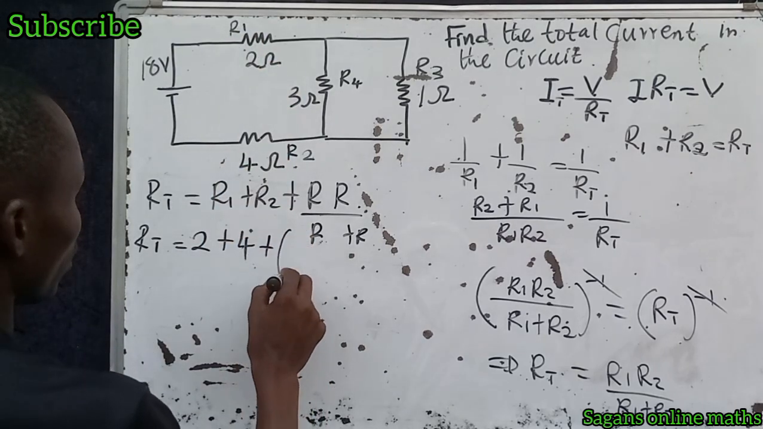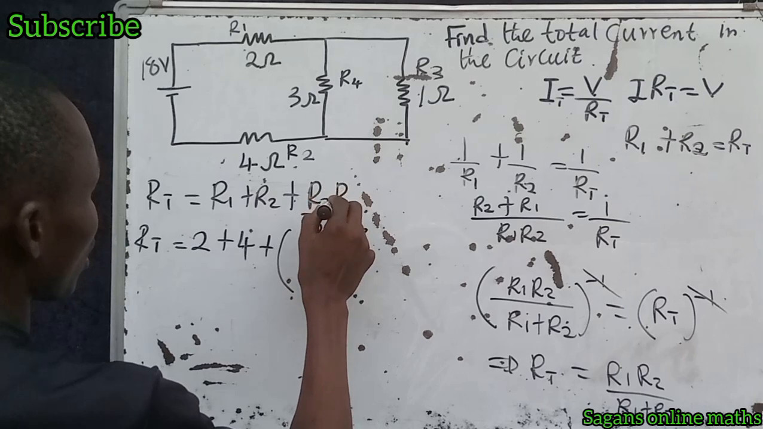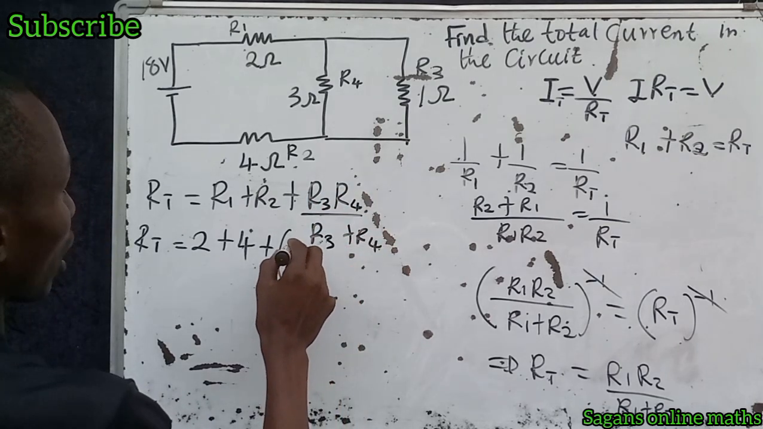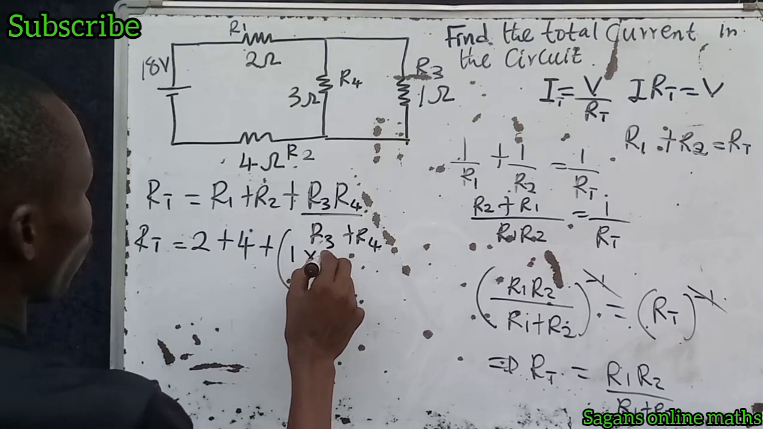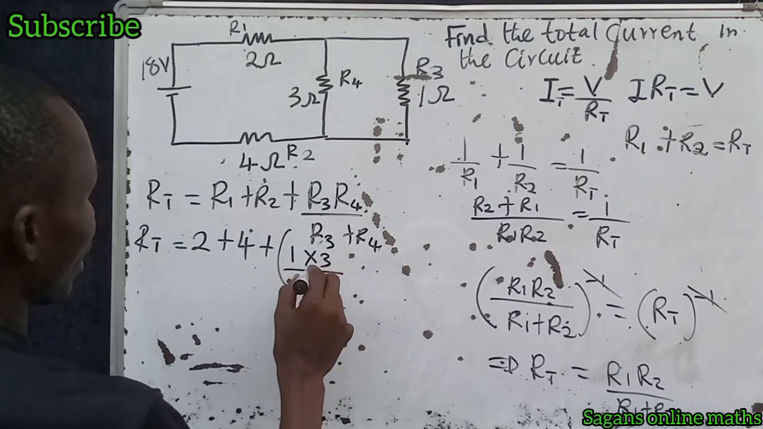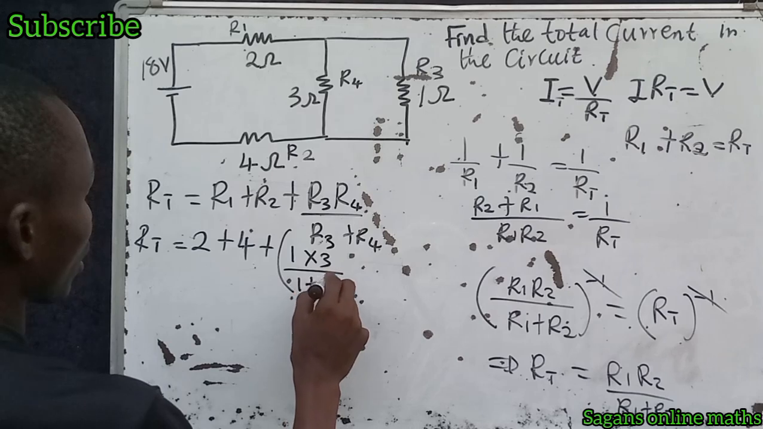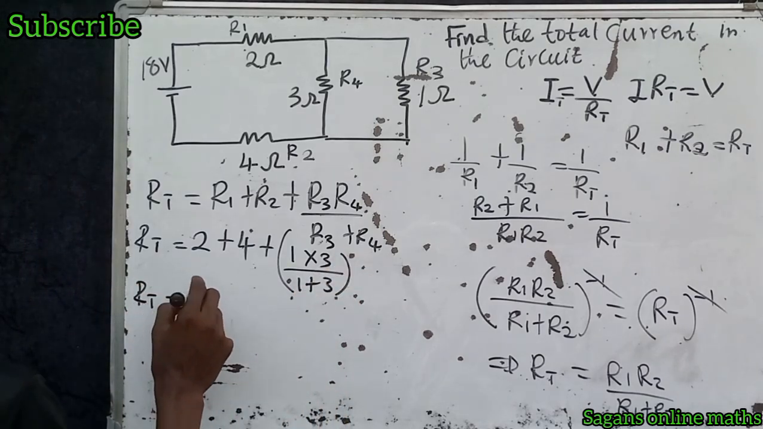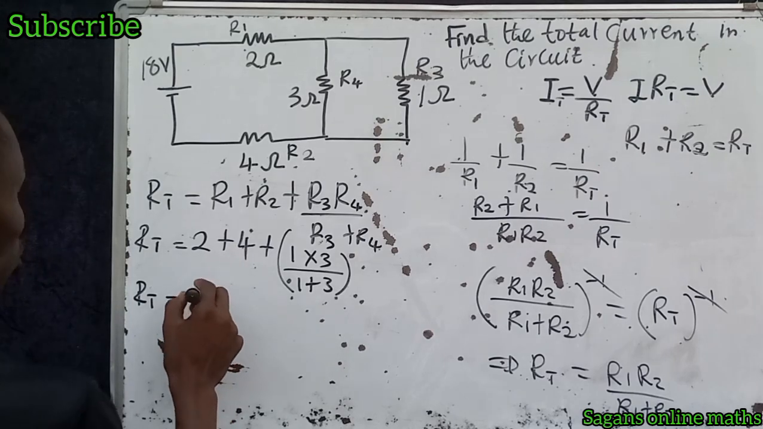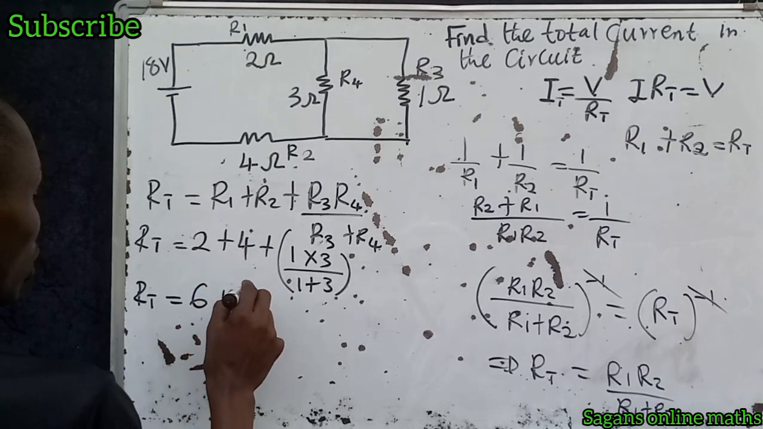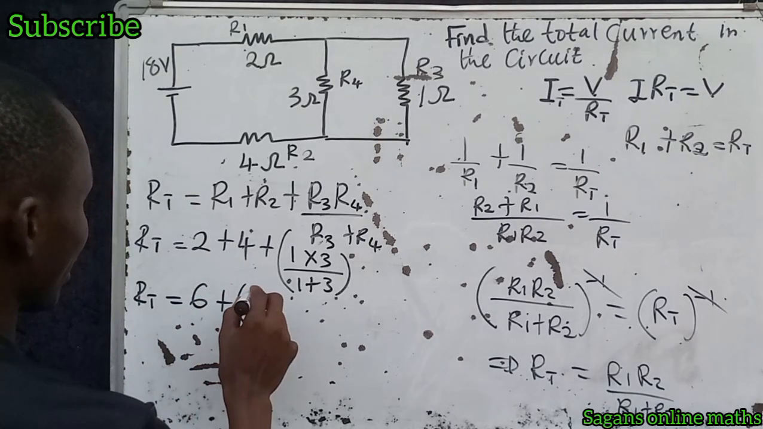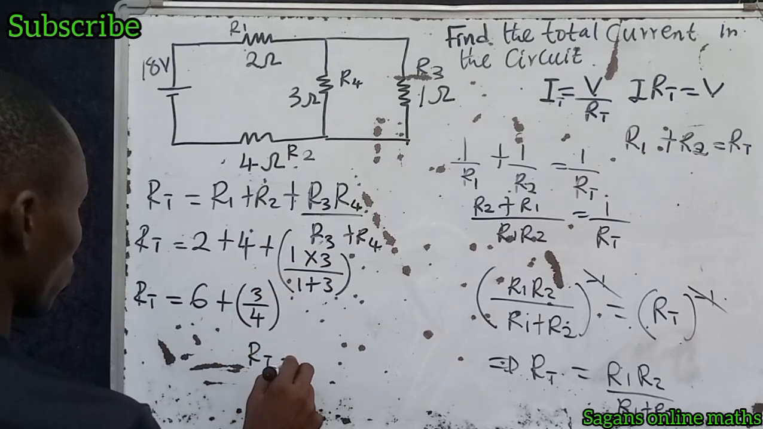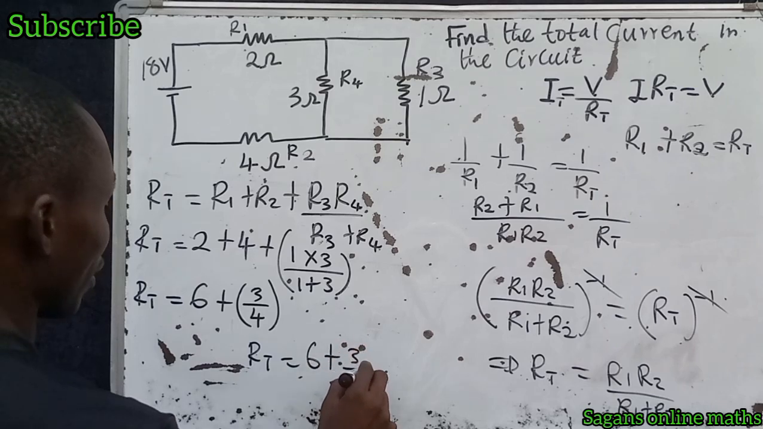Then plus, this will now become R3, R4. R3, R4 become what? R3 is 1 times 3 divided by 1 plus 3, because they are in parallel. So it means that total resistance in this circuit will be equal to 2 plus 4, which gives us 6, plus 1 times 3 is 3 divided by 4. So now we see that our total resistance is equal to 6 plus 3 divided by 4.